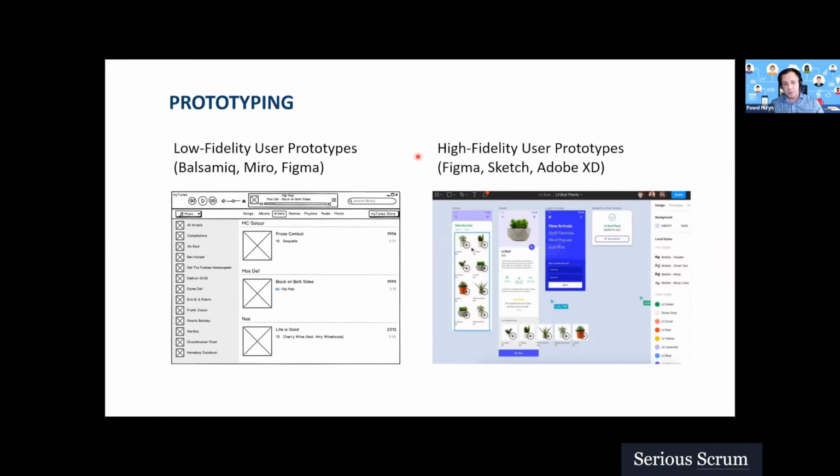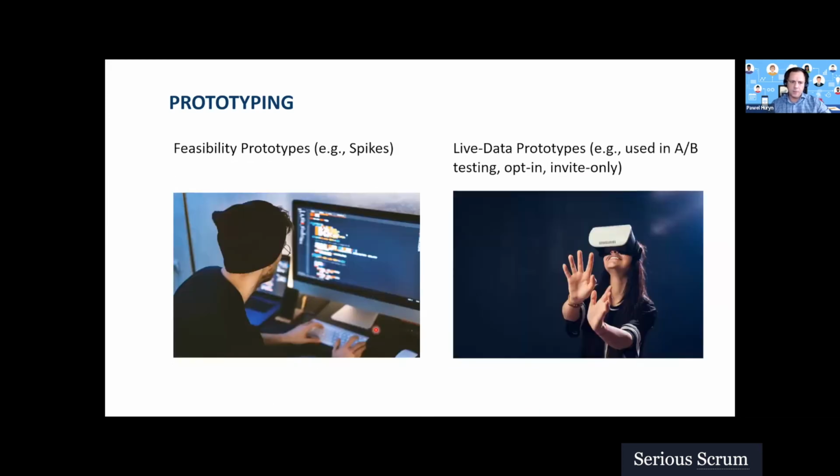Sometimes it's not the user that is clicking, because not every tool allows creating clickable prototypes, but the user may point a finger and ask us to do something in the application, and then we can ask the questions. So this is prototyping. Another type of prototypes are feasibility prototypes.